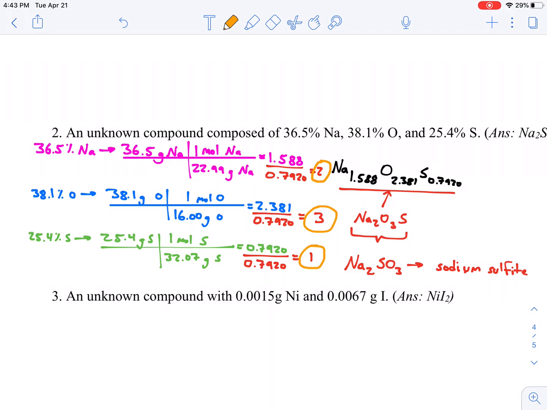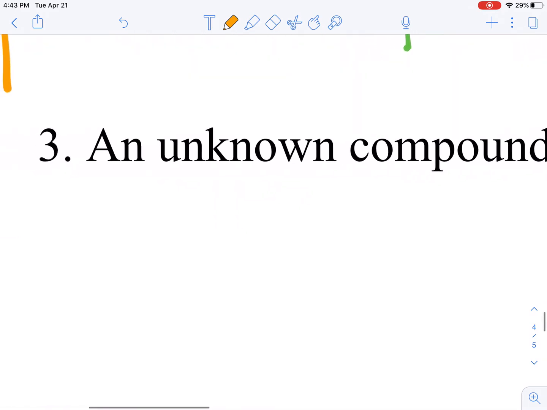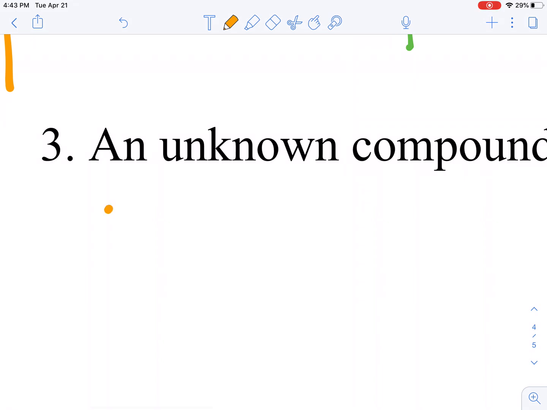Before we do, let's try number 3, and let's do a similar job, except this time, instead of being given percents like we were in number 2, we're just given masses. And so that makes our life a little bit easier. We don't have to do this percent to mass step. We simply start with the mass, and we're going to turn all of these into moles. So for nickel, we have 0.0015 grams of that nickel.